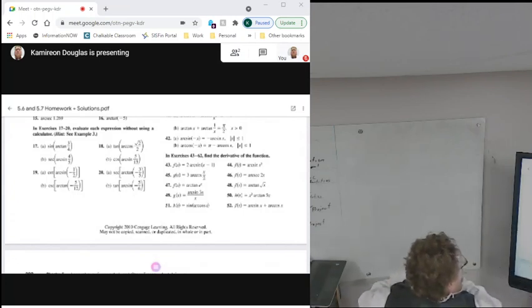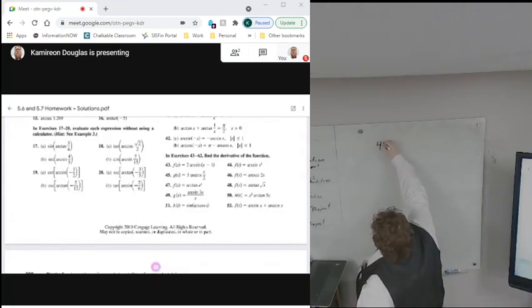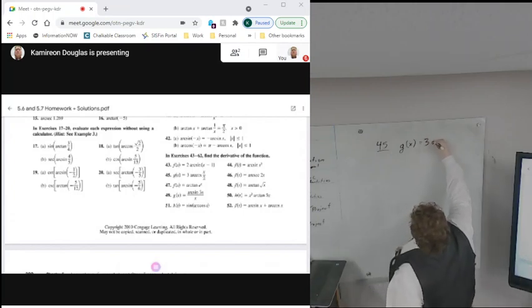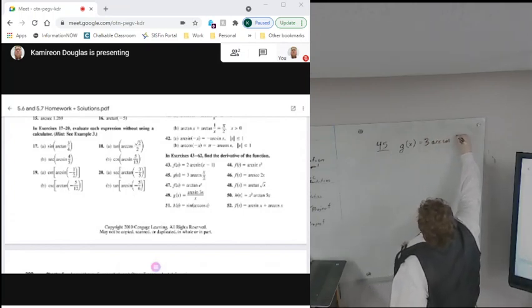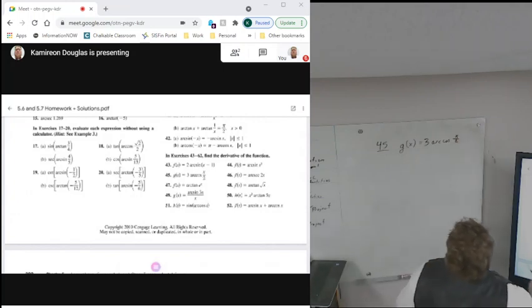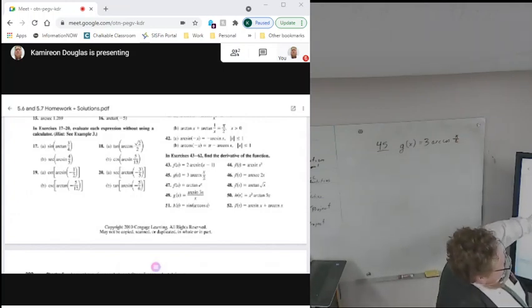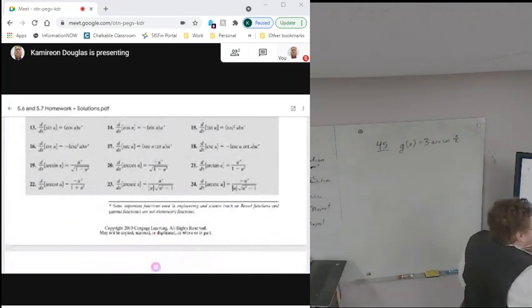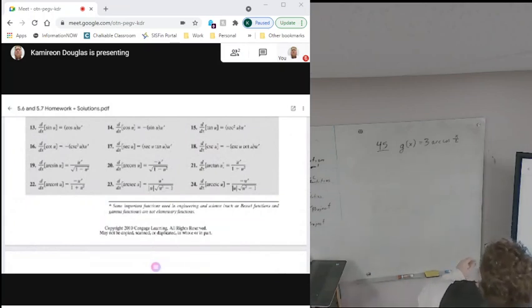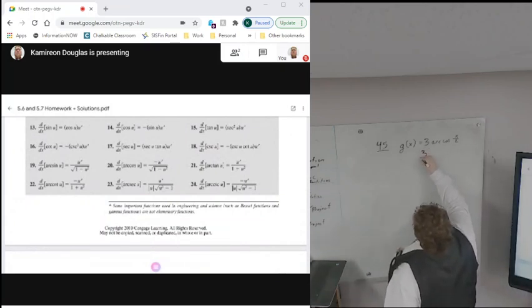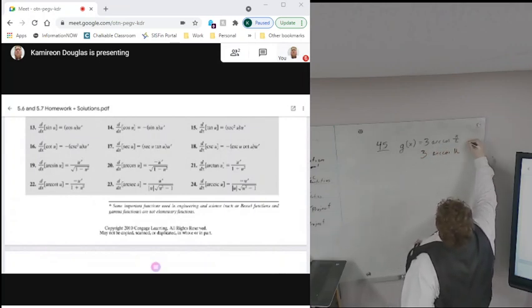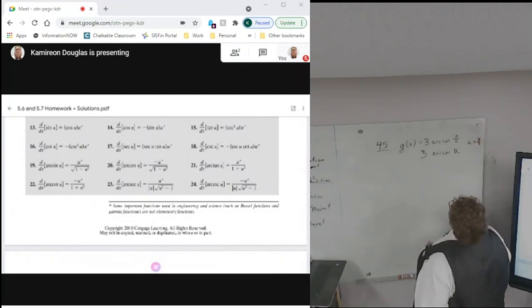45. We have g of x is equal to 3 arc cosine of x over 2. Okay, we're asked to take a derivative. I'm going to go back to my cheat sheet. Mine's right here. All right. It says they have arc cosine of u. So first thing I want to recognize is this is 3, which is a constant, times arc cosine of u, where in this case my u is x over 2.